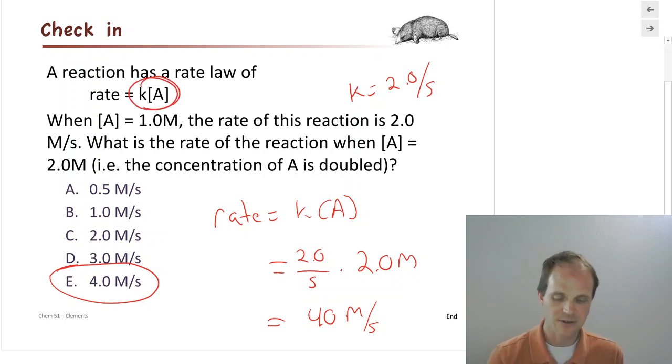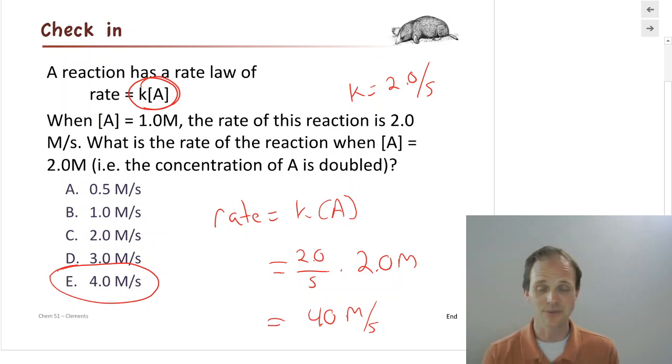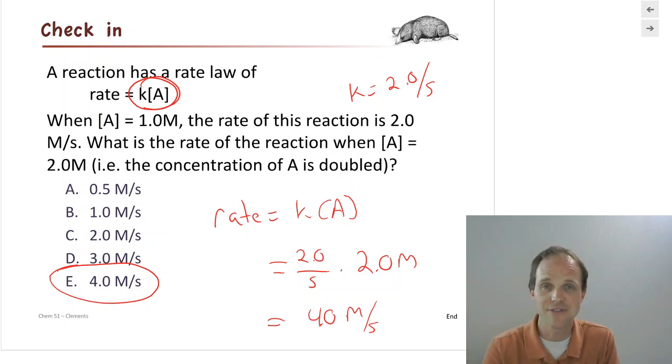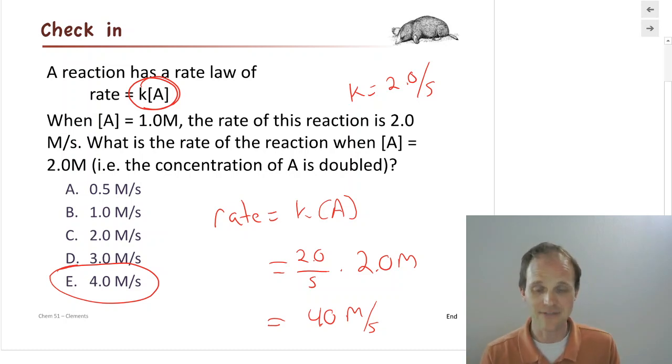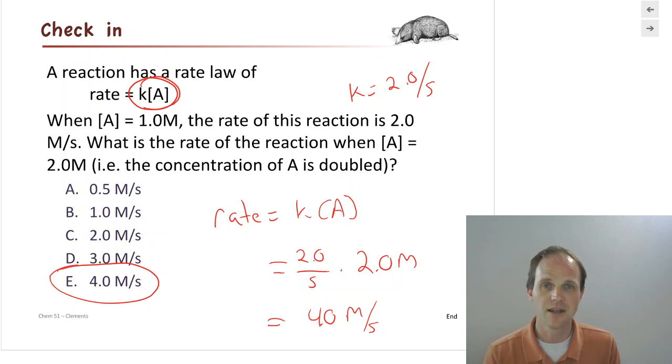If you take this equation and say the concentration of A times a constant is equal to the rate, if I double A, I should also double my rate. What would happen if I tripled A? I should triple my rate. If I quadrupled A, I should quadruple my rate. What if I took A down by a factor of half? I said, hey, I've got half as much. If I had, instead of 1.0 molar A, I had 0.5 molar A, I should go down by a factor of half on my rate as well.